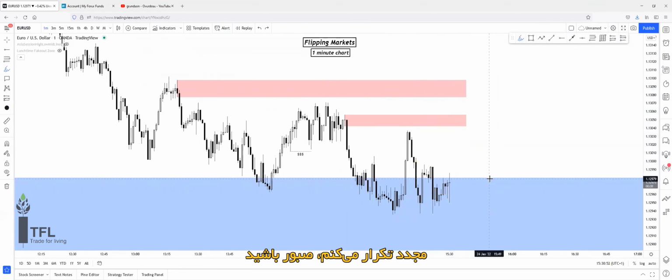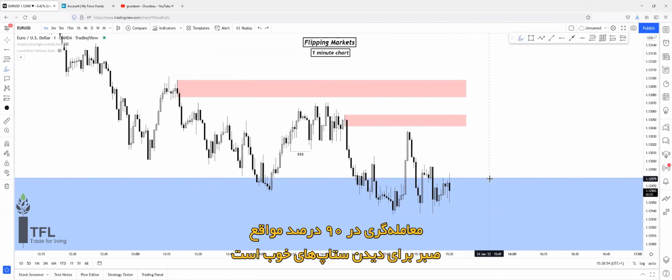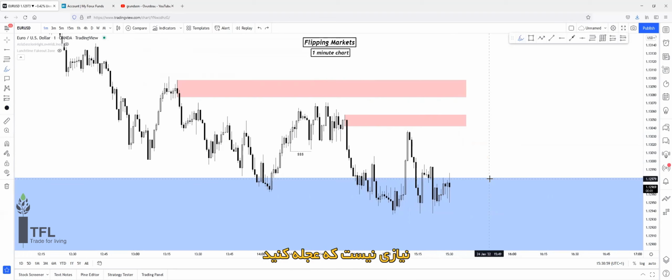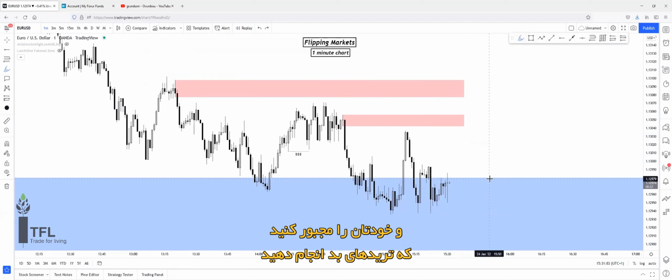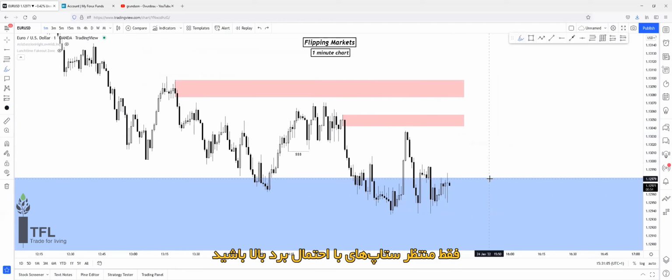So yeah, once again, just be patient. 90% of trading is waiting for the right setup. You don't have to rush, you don't have to overcomplicate things, you don't have to force yourself into bad trades. Just wait for the high probability setups, wait for high probability confirmations, and that's all. As I said, 90% of trading is a waiting game. You do not want to force yourself into bad trades. Just wait. This is all about waiting, literally waiting.